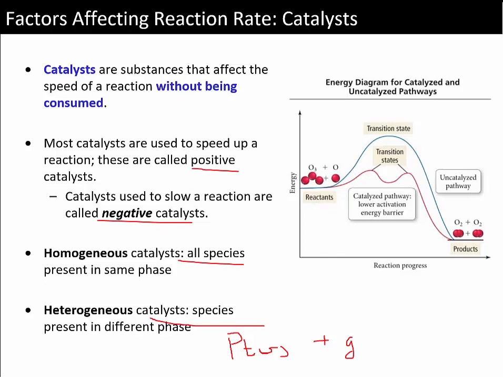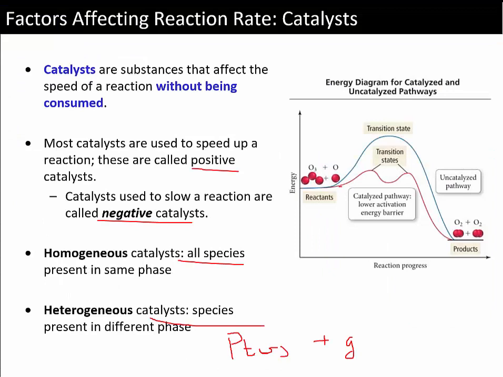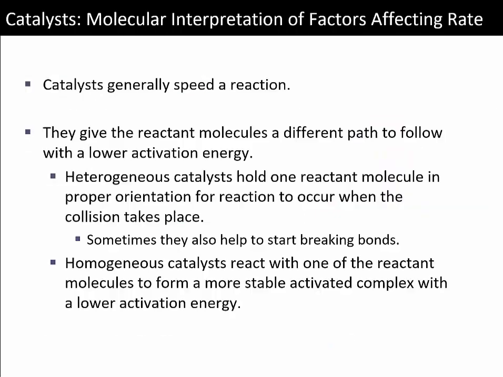Your catalyzed pathway probably is not going to have one hump like this. It's more likely that you're going to form one intermediate and then be able to form a second intermediate and then your final product. So it might have two humps in there rather than one hump. The idea is you're still getting a lower activation energy. So catalysts speed a reaction or slow it down, generally speed it up. They give the reactant molecules a different path to follow with a lower activation energy.